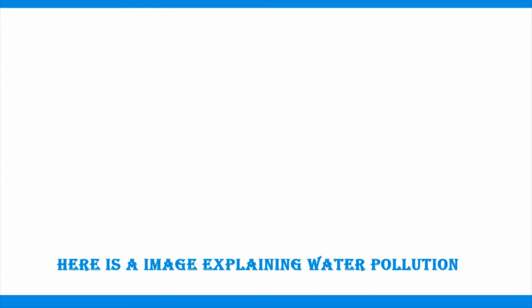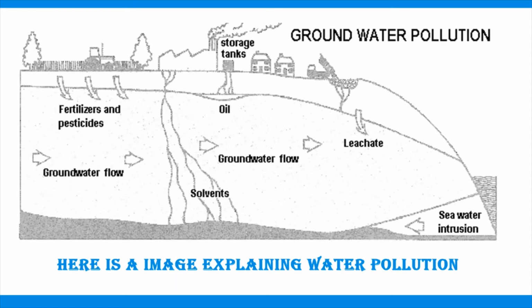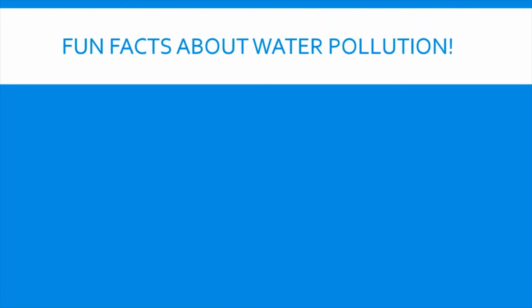Here is an image explaining water pollution. Fun facts about water pollution. Interesting. Fresh water on Earth is only 2.5% of the total water, when 70% of Earth's surface is covered by water.